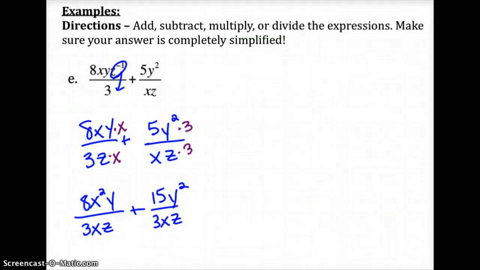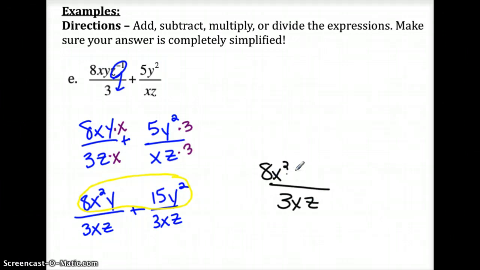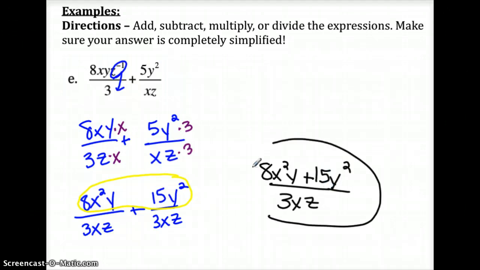Now, thinking about what we talked about in that little side note we did, the math really happens on the top. We're adding, but can I add 8x squared y with 15y squared? Are they like terms? No, they are different. So our final answer, here's what we do. We keep 3xz on the bottom, but we have 8x squared y plus 15y squared. And that would be your simplified answer.